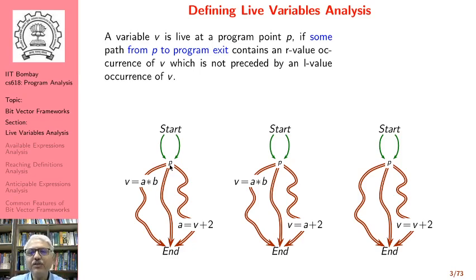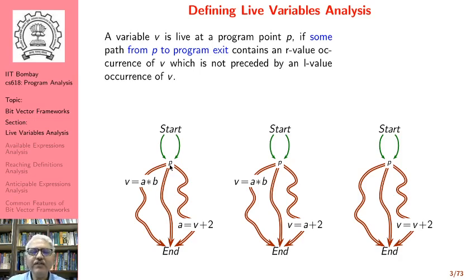And what is the property of this path? We're saying what is interesting in this path is that it contains an R value occurrence of V which is not preceded by an L value occurrence of V. So what is the meaning of an R value occurrence? An R value of a variable is something that reads the value of a variable, appears on the right hand side, and an L value of a variable is where the variable appears on the left hand side and is being defined.